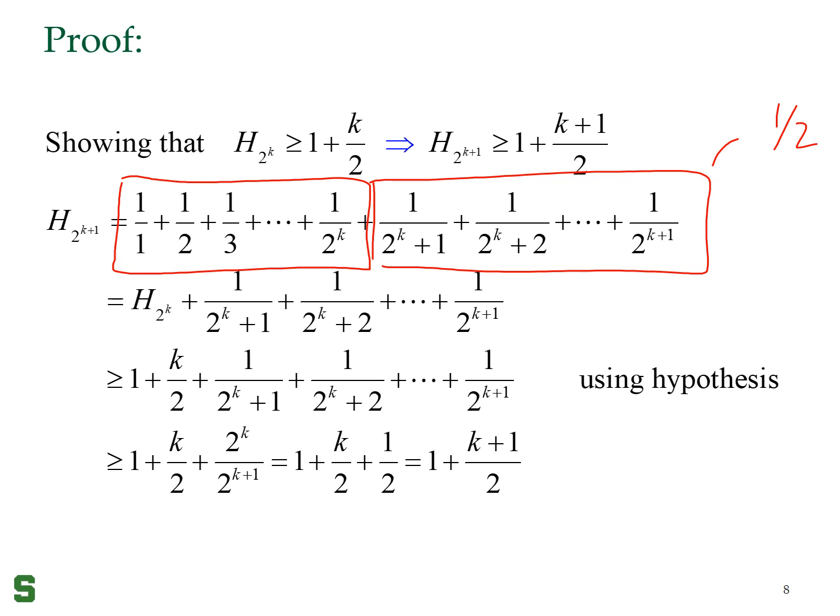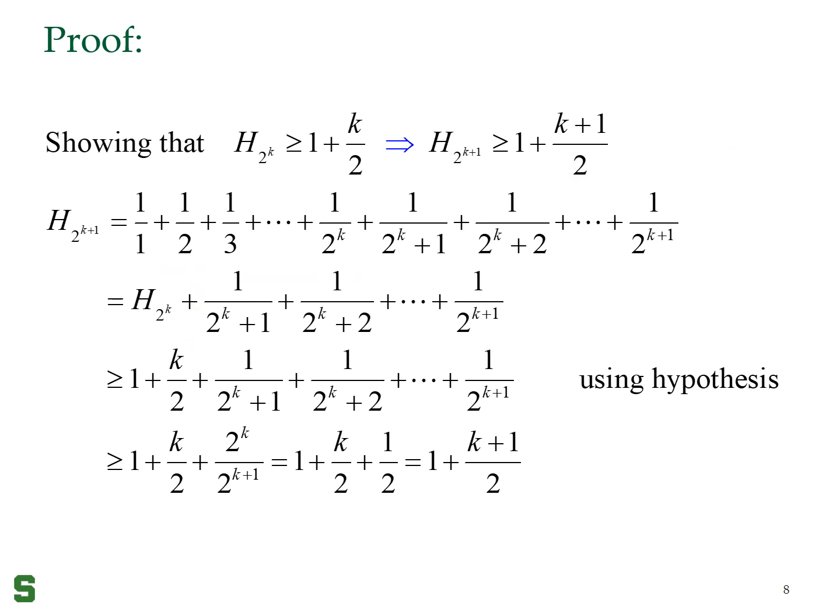So first of all, we can replace this expression by this expression because those two are essentially the same. Then we are going to leave these extra terms over here as they are. Next, I'm going to use the inductive hypothesis to replace this by greater than or equal to 1 plus k divided by 2. These extra terms are as is. And finally, we are going to relate these extra terms to half.